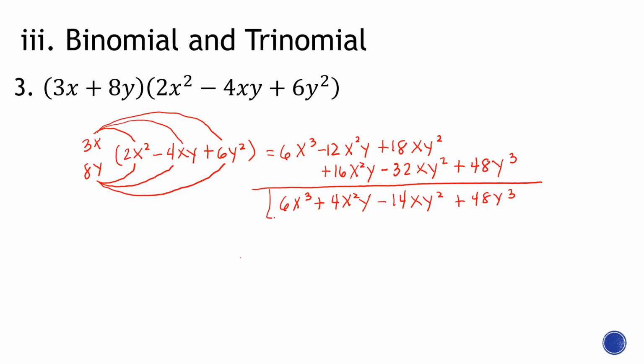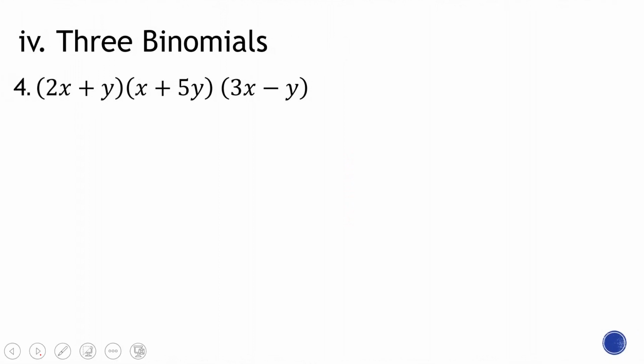Okay, so this is the answer for number 3. Okay, let's go to the fourth example. This time we are multiplying 3 binomials. So here, the first thing we need to do is multiply any two binomials. It can be the first and second, second and third, or first and the third. It's up to you. But let's multiply first the second and the third.